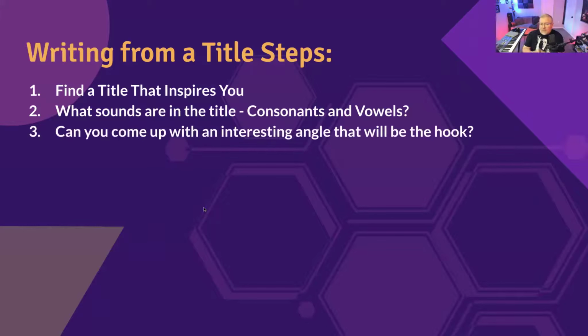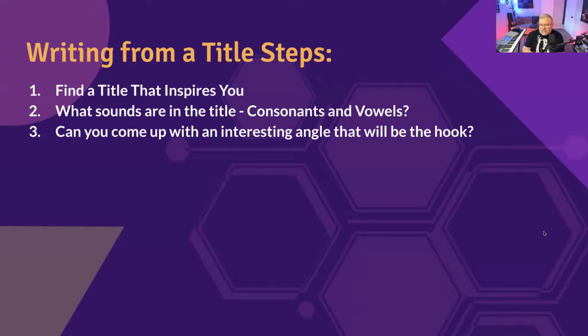Also, can you come up with an interesting angle that will be the hook? So can you explain the song in a couple of sentences, right? So what's your angle where you can say this is what the song is about? One of the things that I suggest doing for this part of the process is running your title through different emotions. So Google the emotion wheel or the feelings wheel. I think it might be feelingswheel.com. But if you just Google it, it's a whole wheel that has a bunch of different emotions.